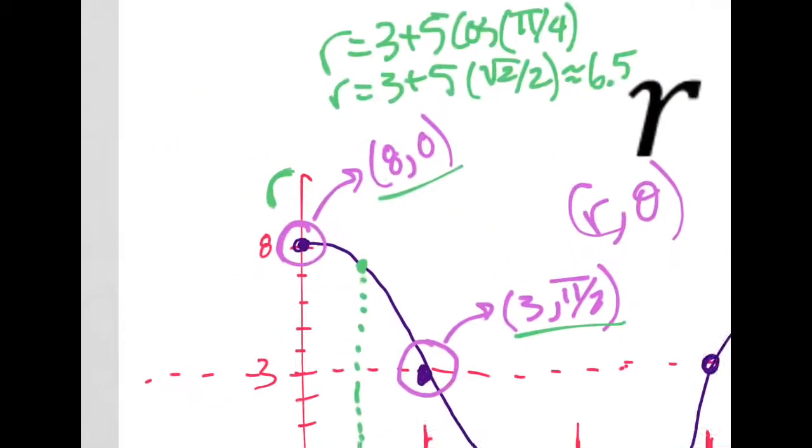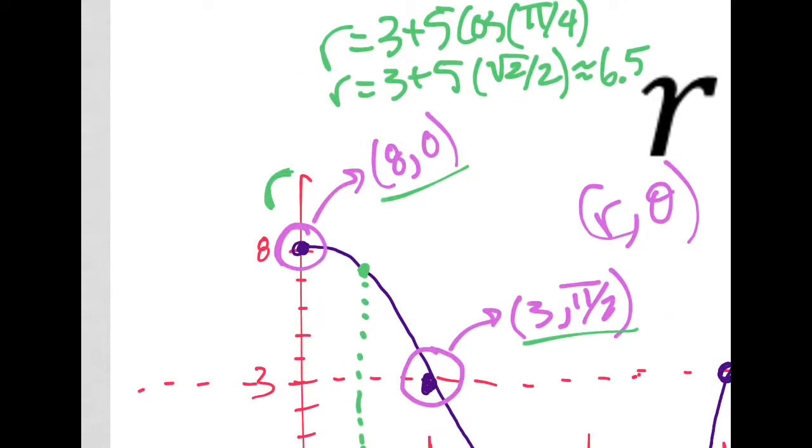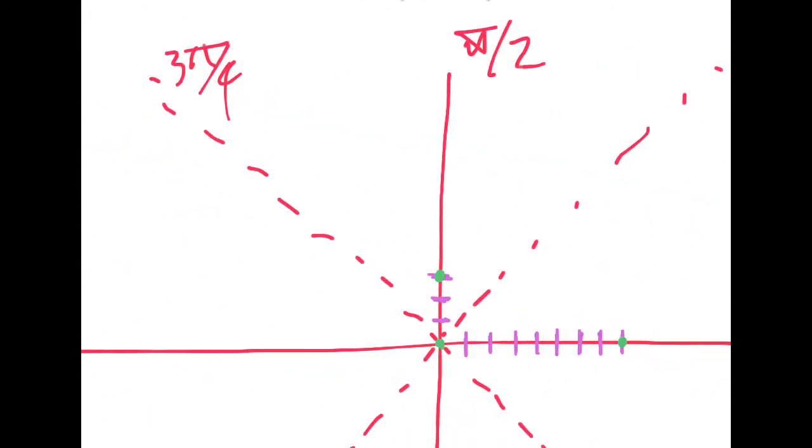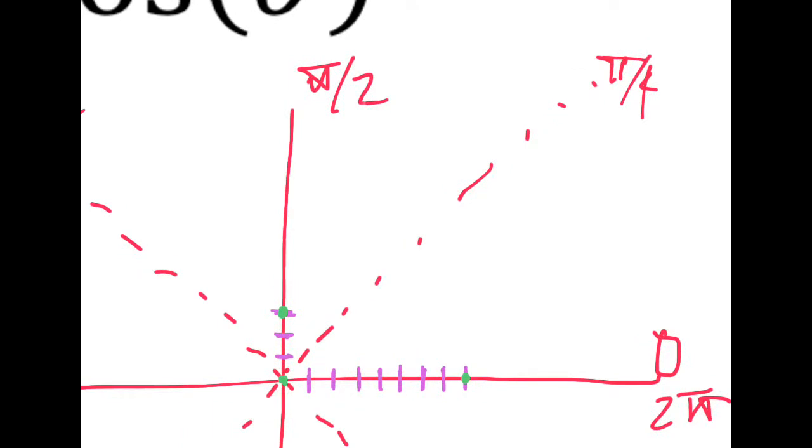Again, it's giving us a point. It's saying that our radius is roughly 6.5 when the angle is pi over 4. So I'm going to translate that onto my polar graph. There's my angle pi over 4 right there. Let's give ourselves some tick marks. 1, 2, 3, 4, 5, 6, 7, and we were at 6.5, so we are right about there.